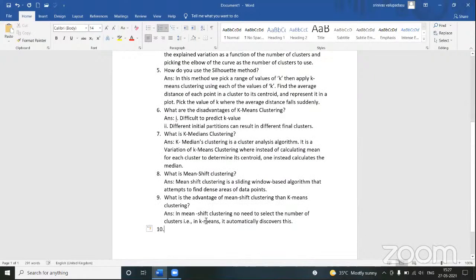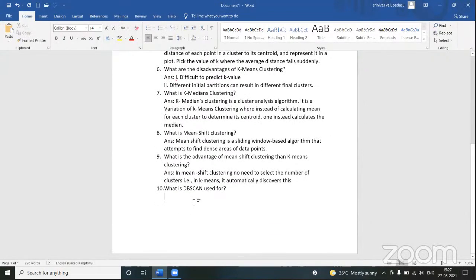What is HDBSCAN used for? It is also one type of clustering algorithm. It is a clustering algorithm used in machine learning to separate clusters of high density from clusters of low density. So high density clusters and low density clusters will be separated in this clustering algorithm.